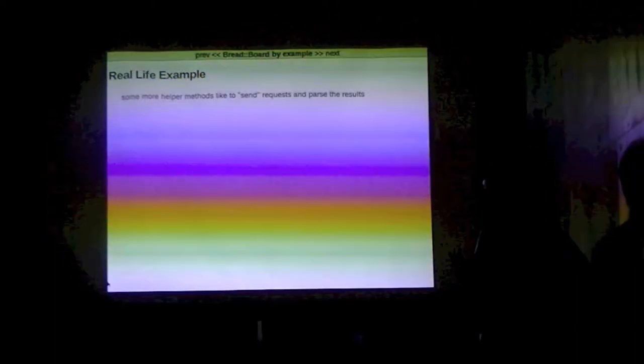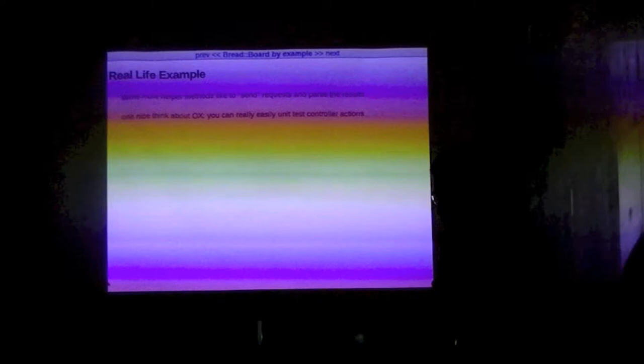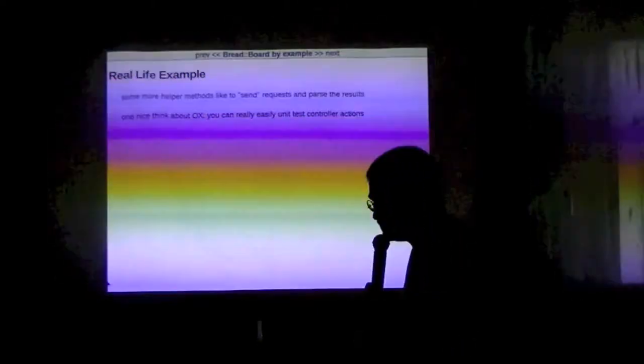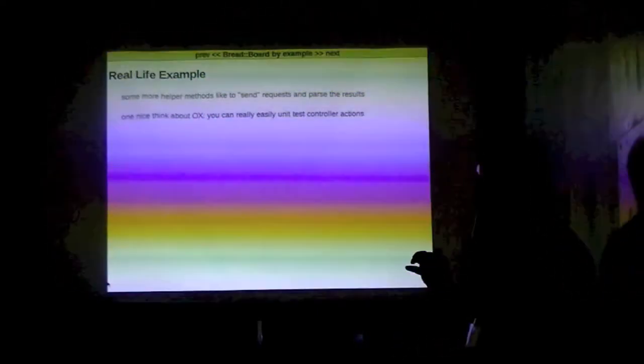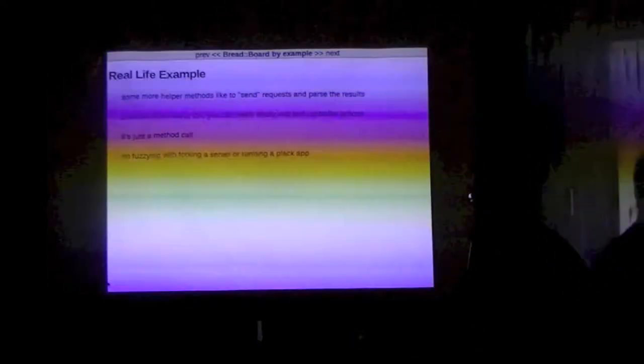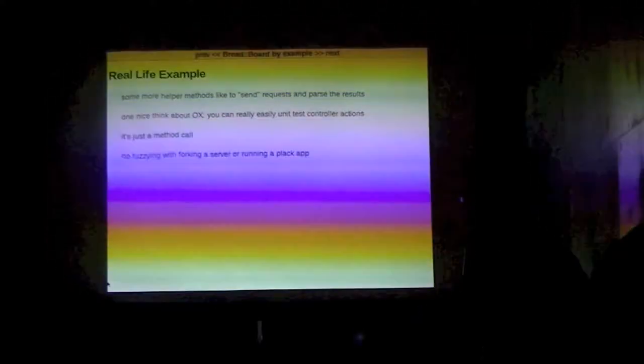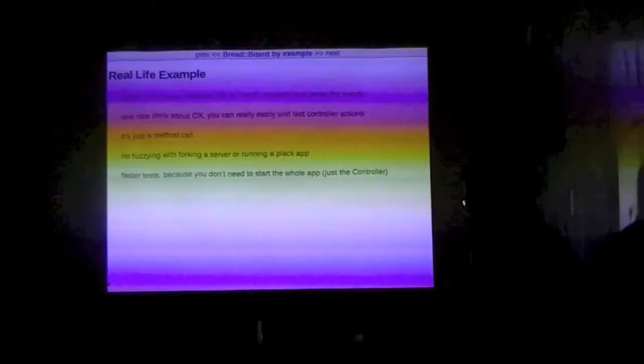There are some other helper methods in this test lib. That's another good thing to do if you write tests: just generate some test libraries that contain the stuff you need a lot. Anyway, one really nice thing about Ox is that you can very easily unit test controller actions. It's just a method call, and it's just an object. There's no forking the server, or running a Plack application, which you need to do in other application frameworks, which means faster tests because you don't have to load the whole application.